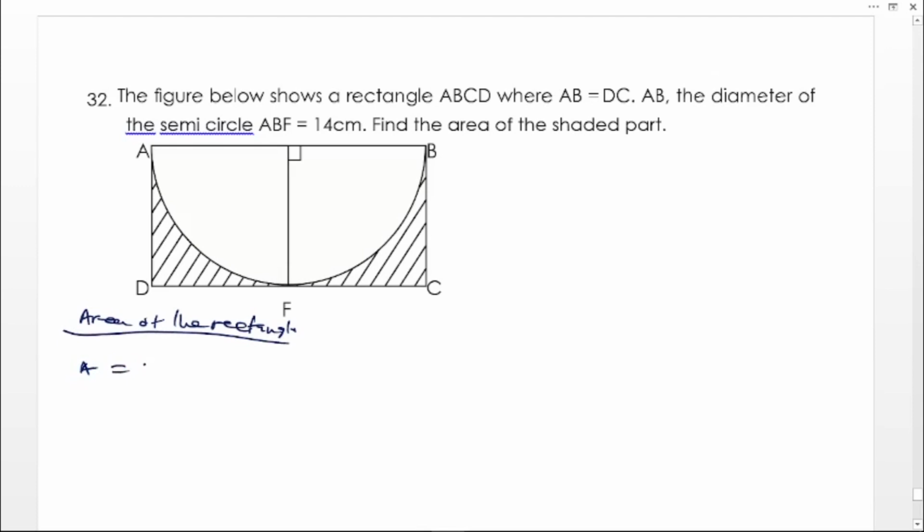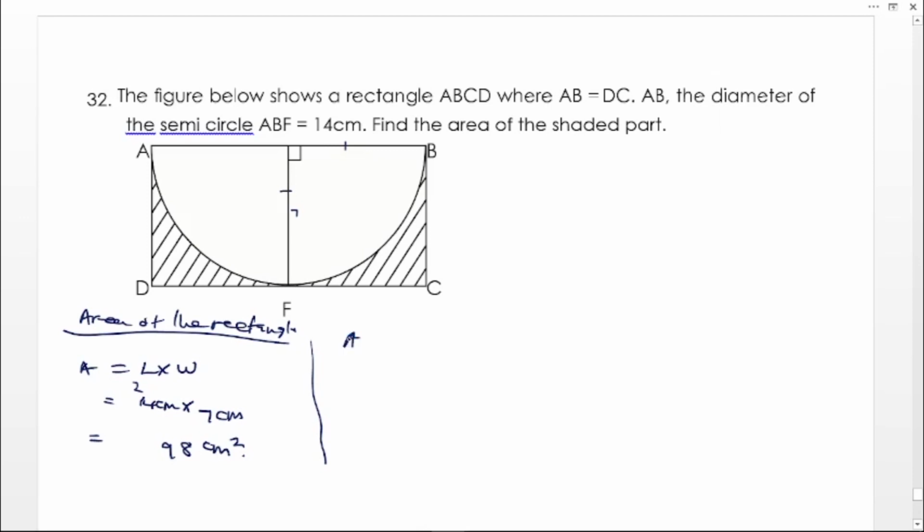Area is equal to length by width, which is going to be 14 centimeters times the width. So this width is equal to this, this is the radius. So this one is the diameter. Now this one is equal to this one. So this is 7. So times 7 centimeters. 7 times 4, it is 28. We put here 7 times this one, that is 98 centimeters squared.